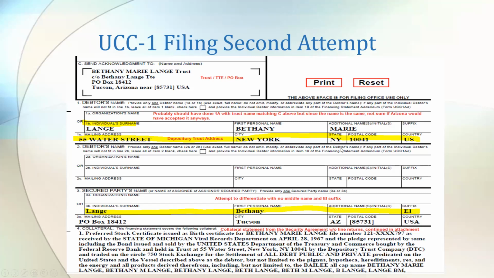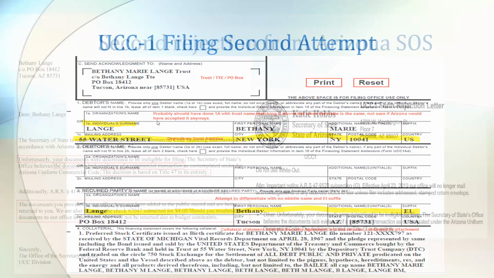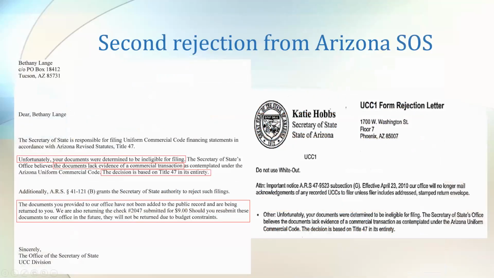So the response to that, this was the second rejection. This one, actually, I got 2 pages. The first one was just 1 page. It said, ineligible for filing, documents lack evidence of a commercial transaction, decision based on Title 47 in its entirety, which is this massive title. And with this one, I had submitted the security agreement, the hold harmless, the whole packet of all of those forms, and it was just rejected out of hand, even though I had a security agreement that had been executed and signed by a notary.